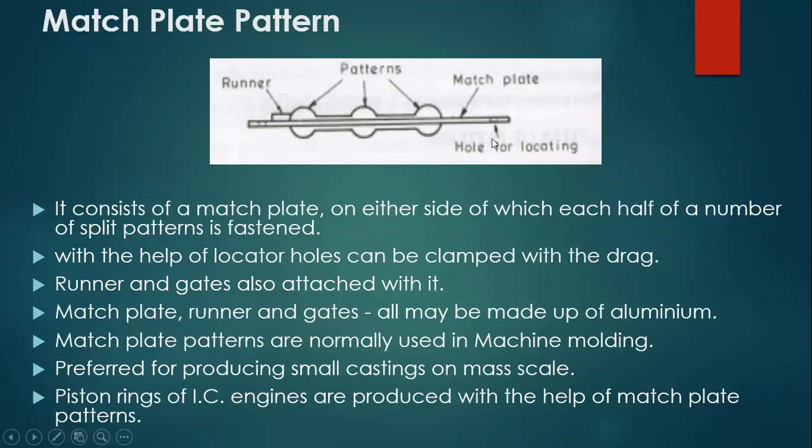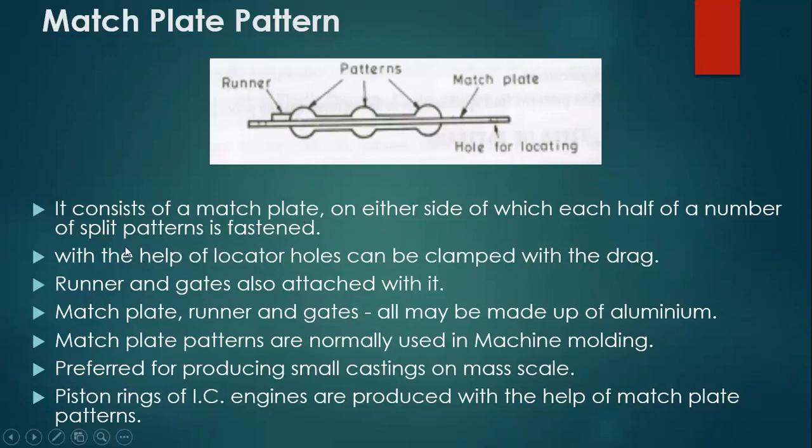Means easily you can prepare the mold cavity which is clean, in which you can easily pour the molten metal to get this smaller casting. Again you can see on this match plate we have arranged 3 patterns. Means at a time we will get 3 castings. That's why this pattern is suitable for mass production operation.